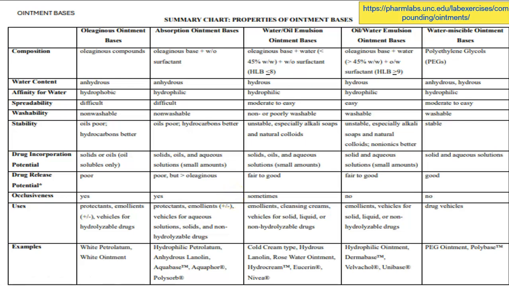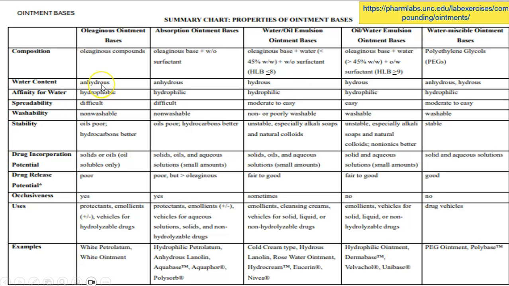Now, this table may look a little bit blurry, but I've put the website here, Formlabs. Visit the website where you can have an appreciation for the original table. Here they have the 5 categories of ointment bases, and they give some descriptions here: composition, water content, the affinity for water, how spreadable, washable, and stable it is, the ability to incorporate a drug, to release the drug, whether it's occlusive, and the typical uses and examples. In the interest of time, I will only be using the oleaginous base and then jump across to the water miscible base so you can see the extremes.